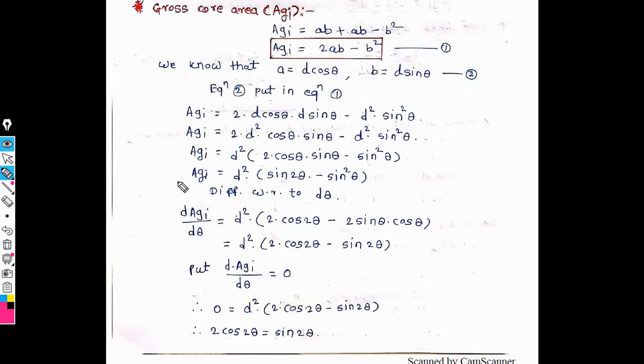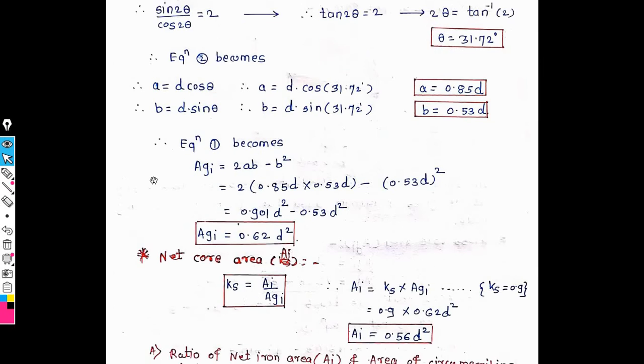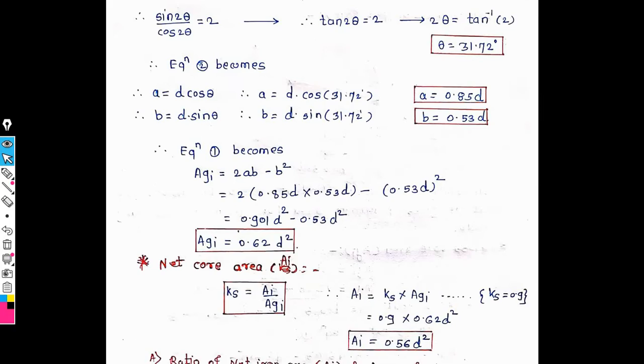Then the next equation is sin 2 theta upon cos 2 theta is equal to 2. That means sin theta upon cos theta is equal to tan theta. Then tan 2 theta is equal to 2, then 2 theta is equal to tan inverse of 2. Then theta is equal to 31.72 degree.